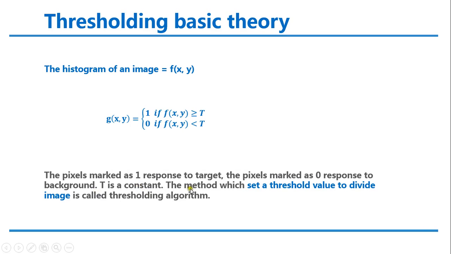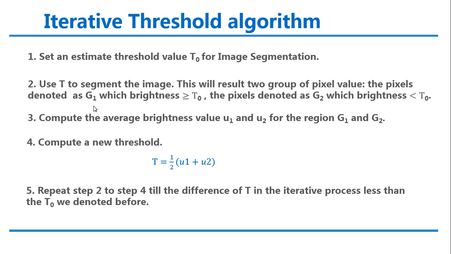So t is a constant, and the method which sets a threshold value to divide the image is called the thresholding algorithm. The critical point of the theory is to find the best threshold value. But how do we make the value optimal and calculate it automatically? Then I will talk about two classical methods and compare them to see which one is better. The first one is the iterative threshold algorithm.